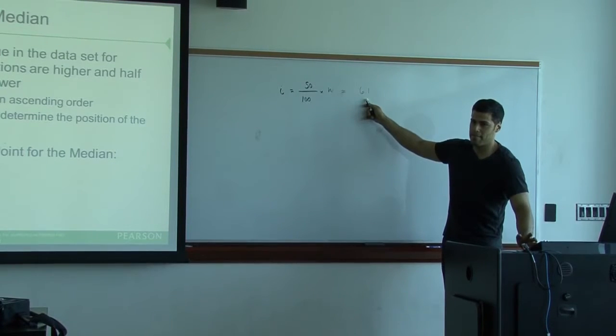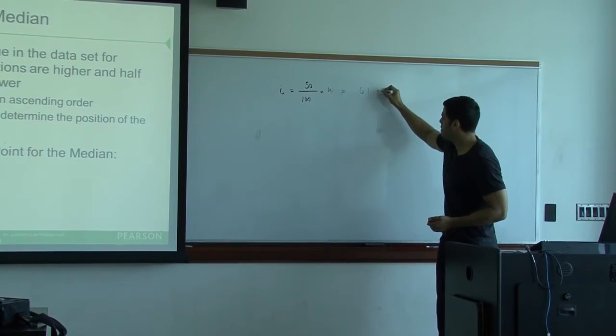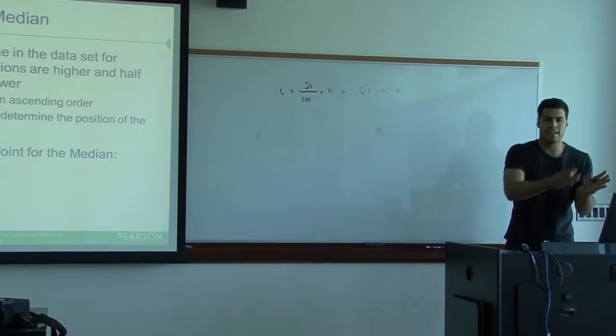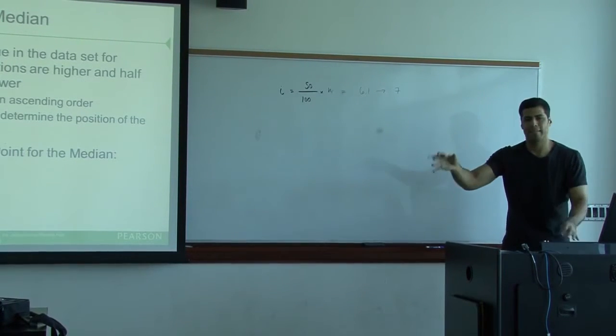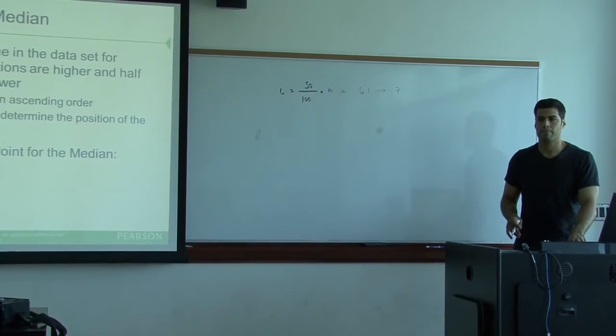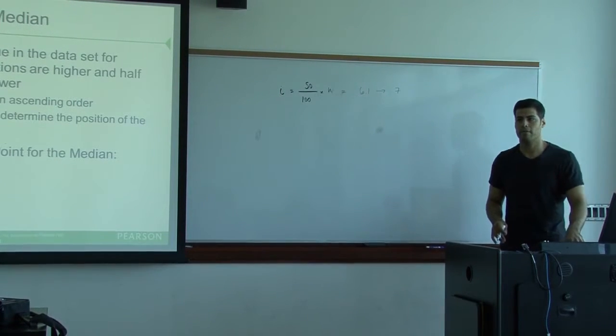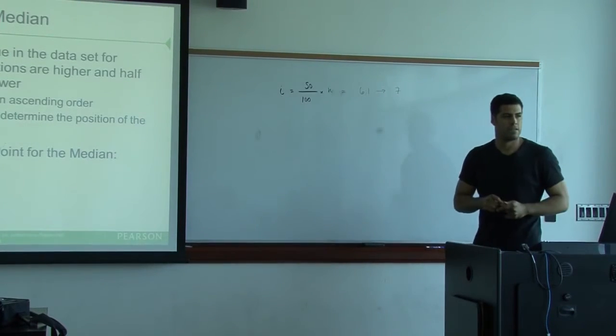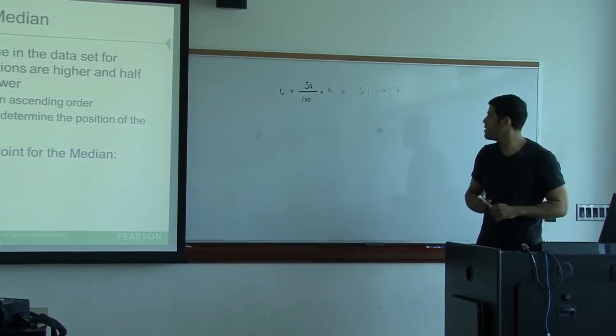Okay, so what would this be then? 7. Now, you go to your data set and start counting. 1, 2, 3, 4, 5, 6, 7. That's your median. Okay? How is that? That's case number 1.